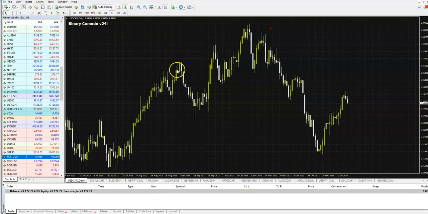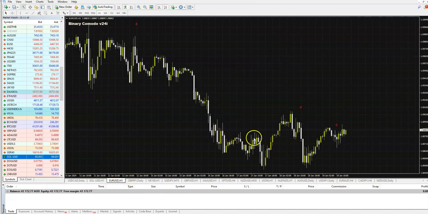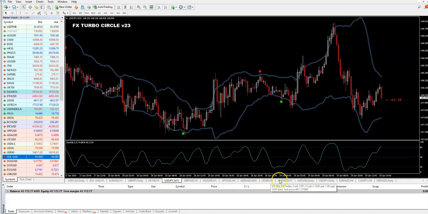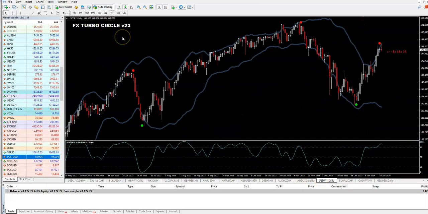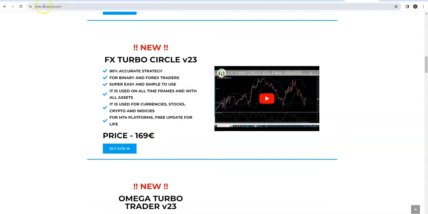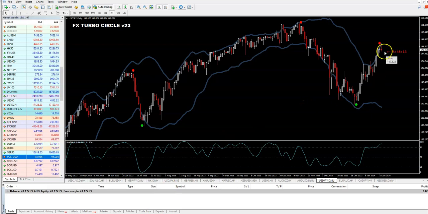Then we have the latest Binary Komodo. At the moment we don't have any trades, but it can also be used on all assets, all time frames. Also here we have the latest FX Turbo Circle. Again, if you want to learn more about it, go to my webpage and see this video and read this. In this opportunity we are waiting for a trade to be open. We get a circle, and on the second next candle we always take a trade if we have this confirmed.